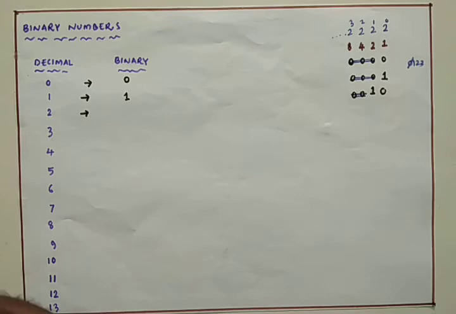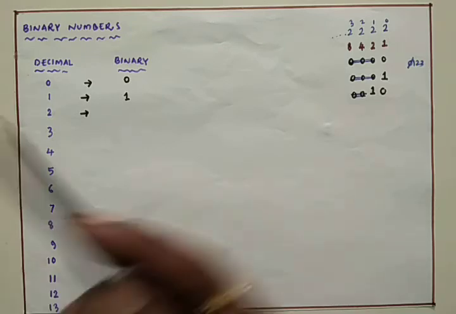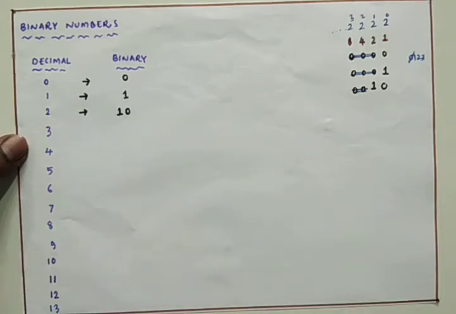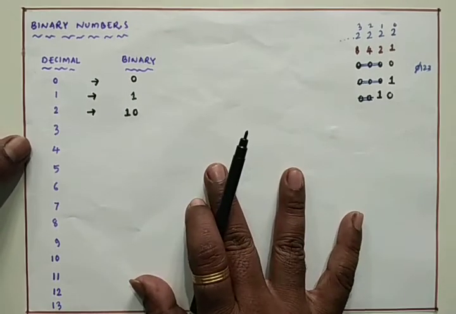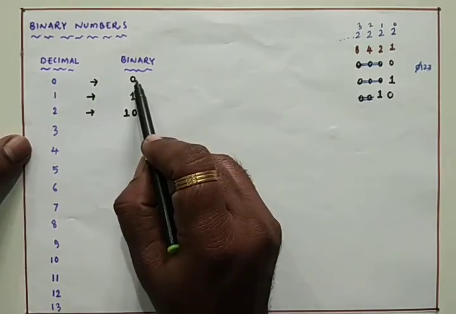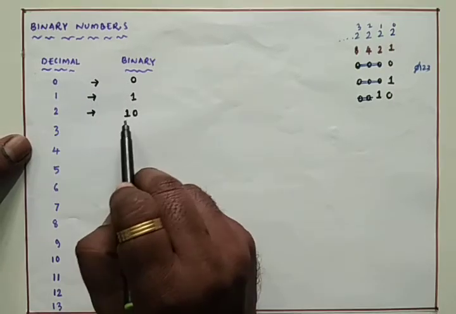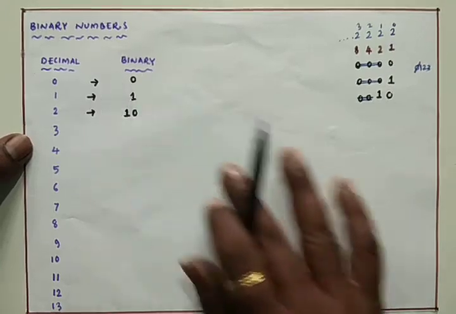Likewise, 2 can be represented in the binary form as 1 0. 0 can be represented in the binary form as 0. 1 can be represented in the binary form as 1. 2 can be represented in the binary form as 1 0.